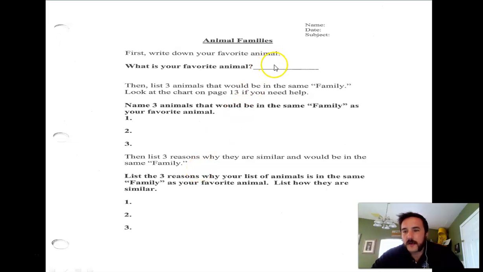So if you put a dog here and then you put a wolf here, you can say, well, both eat the same type of thing. Both eat a lot of meat. All right. Both have very similar body types. Things like that. Now, I'm not going to give you all the answers, but at least I'll give you a good start there. So that's the assignment.